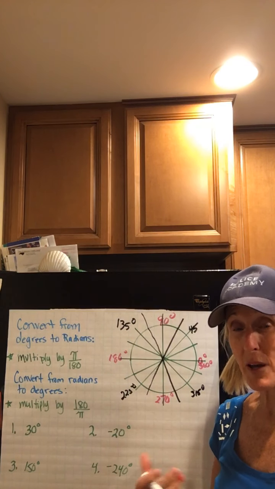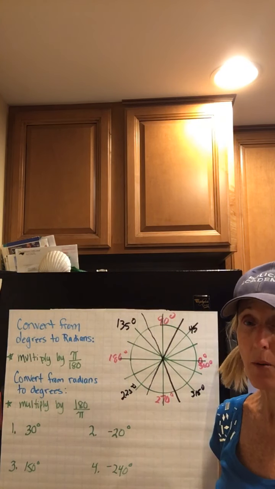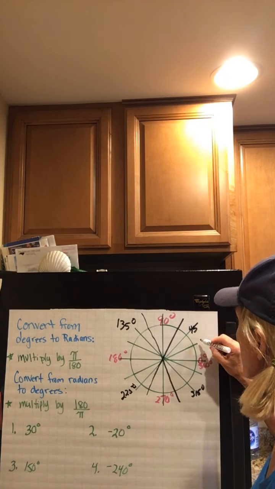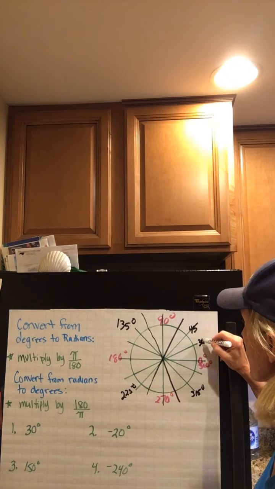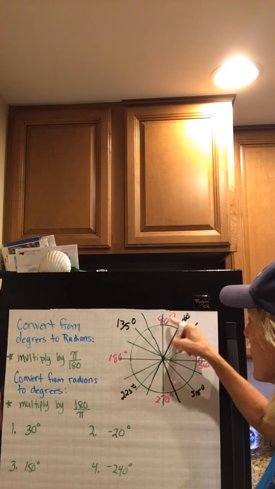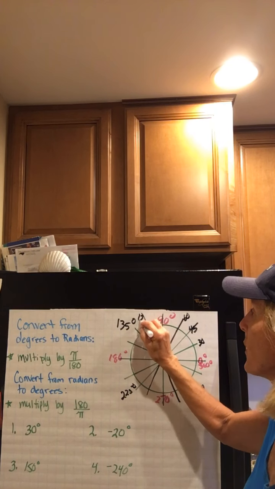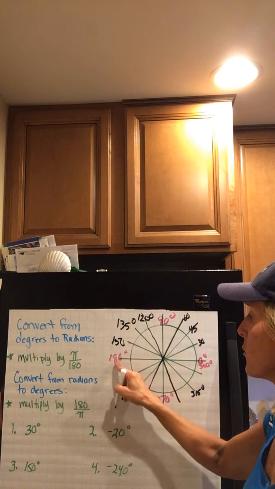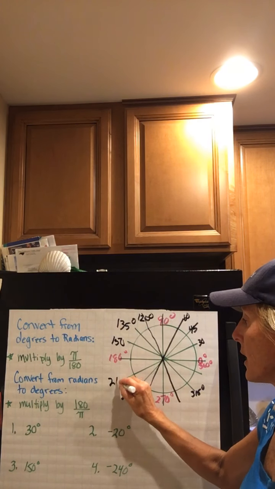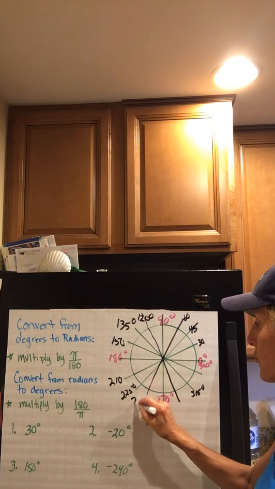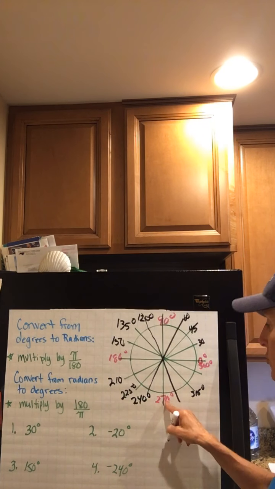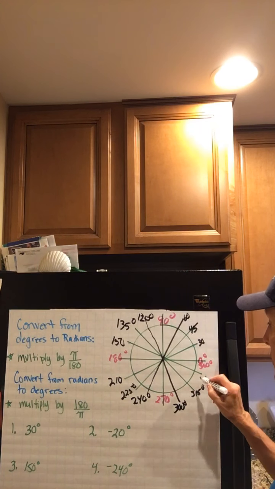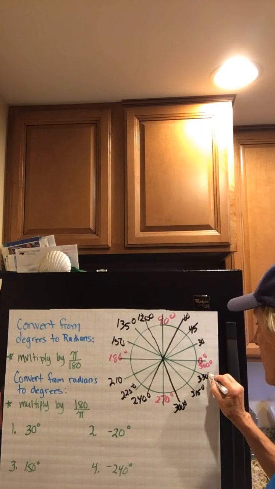Now I'm going to start with my 30s, which of course is easier to count by. But again, this is how I like to do it. So starting here at 0, I go 30. At 30 I get 60. At 30 I get 90. At 30, 120. At 30, 150. At 30, 180. At 30, 210. At 30, 240. 270, 300, and then 330, all the way around.